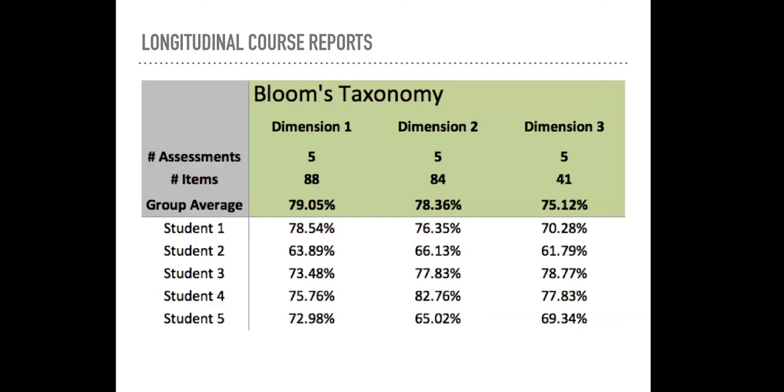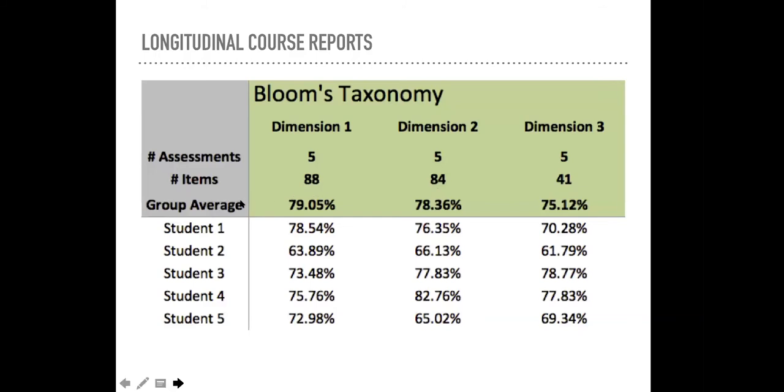So this would be over a course, just some example data here. You can see the number of assessments. All 5 exams in this course ask questions in dimension 1, 2, and 3 of Bloom's taxonomy. And you can see how many questions were in each section. So obviously we've got a lot of dimension 1 and dimension 2 questions, but there's quite a few less dimension 3. So maybe that's something that as a course coordinator, I would talk to my faculty about, is maybe increasing the number of those critical thinking type questions.